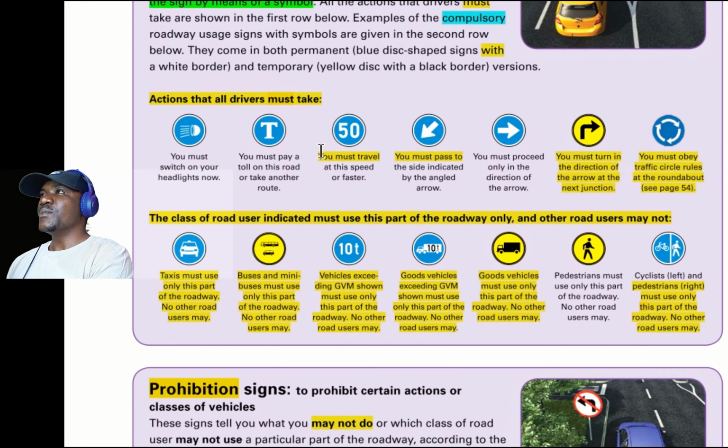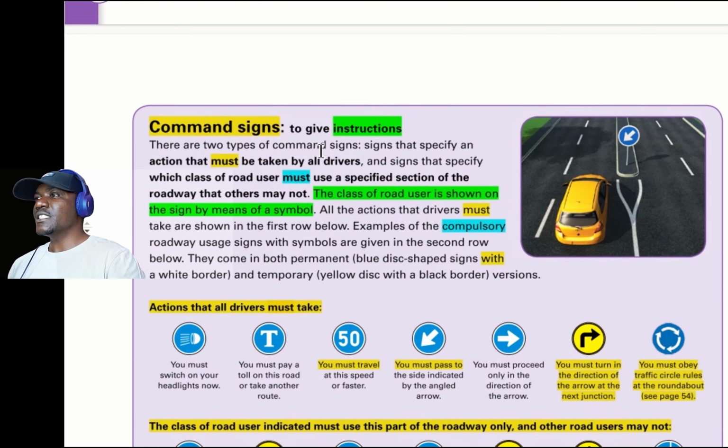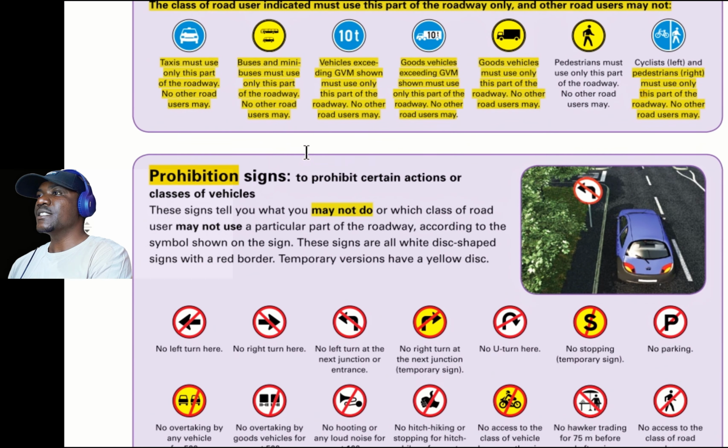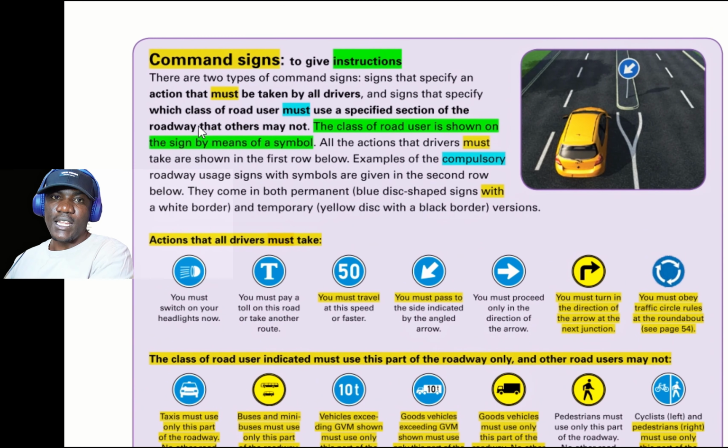Okay, guys, thank you. This is our section. Next time we'll go to the prohibition signs. We'll just look at that and see what we can learn from that, so that we'll be much better prepared for the upcoming learner's license test.